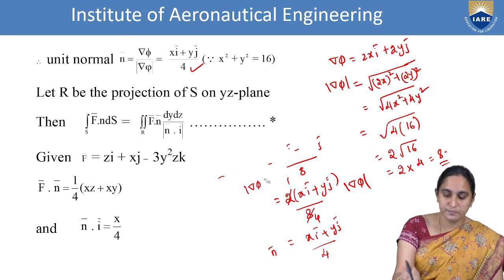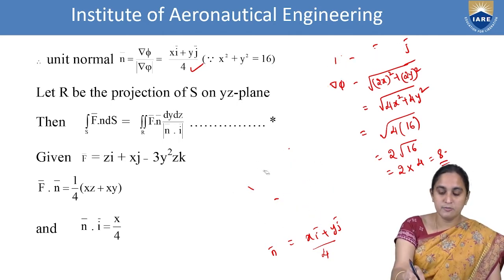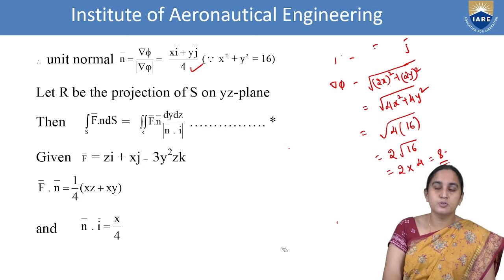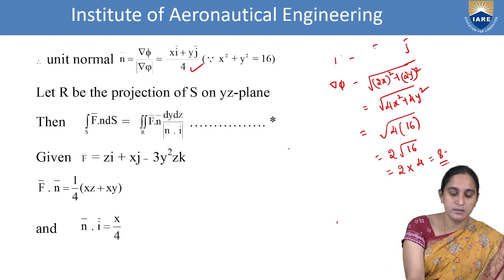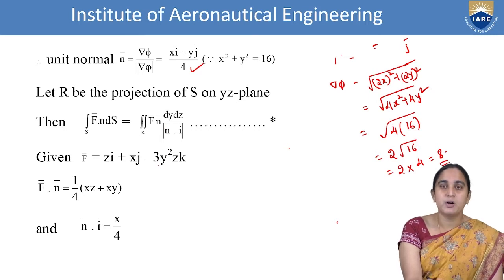Next one, I'll write here. Then what is the formula here? We have to calculate on the first octant, between z equal to 0 to z equal to 5. For that case, I am taking the formula: let R be the projection of S on the YZ plane. Therefore, the integral of f bar dot n bar ds is equal to the double integral of f bar dot n bar into dy dz by modulus of n bar dot i bar. Let us call that the first equation or star.